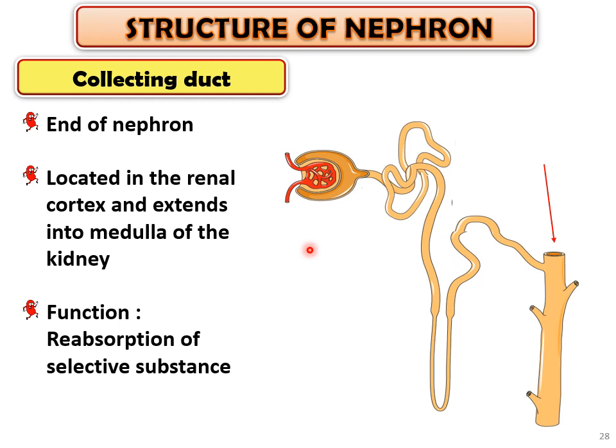Okay, last part of the nephron, that is the collecting duct. End of the nephron. It is located in the renal cortex and extends into the medulla of the kidney. So it functions in reabsorption of selective substances.